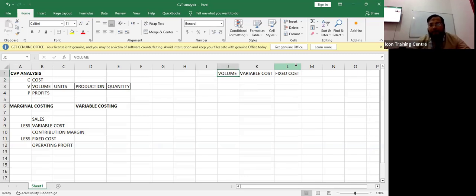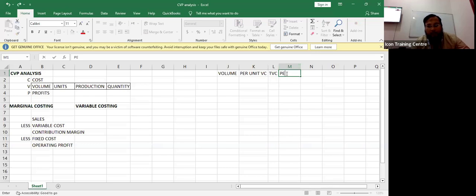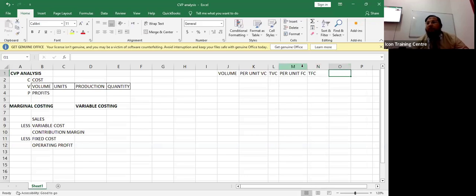So we need to consider two types of variable cost. One is called per unit variable cost, and the other one is called total variable cost, right? VC stands for variable cost. Then we have to find out per unit fixed cost. FC stands for fixed cost, and total FC stands for total fixed cost. And then we have TC, total cost. Is this clear? VC stands for variable cost, FC stands for fixed cost, and TC stands for total cost. Okay.